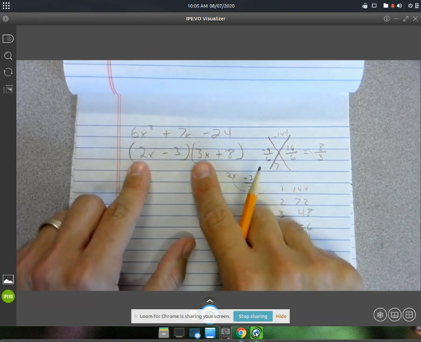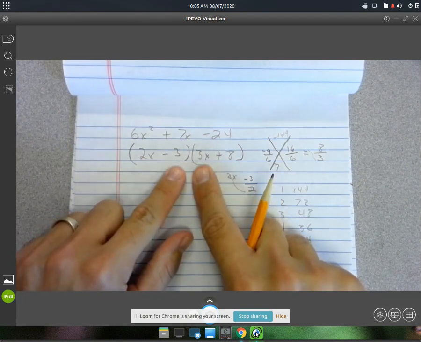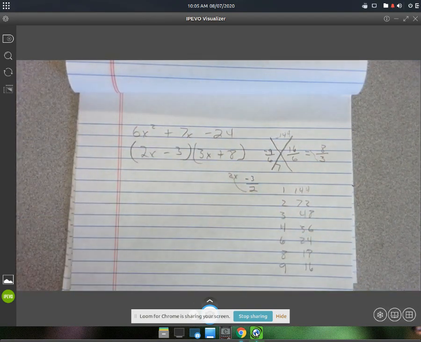All right, that gives us negative 24. That gives us 6x squared. If we multiply the outers, we'll get 16x minus 9x, which gives us 7x. That's what we were looking for.